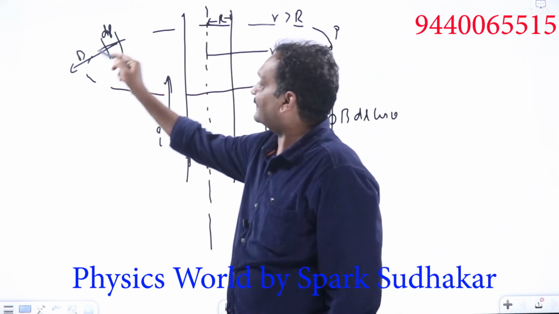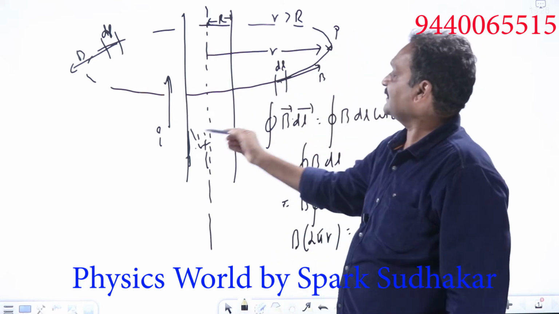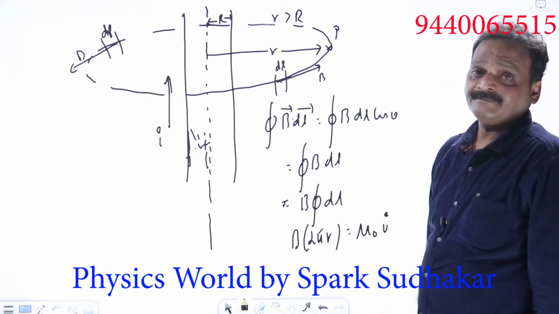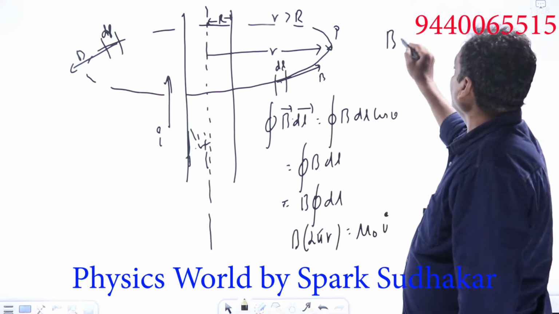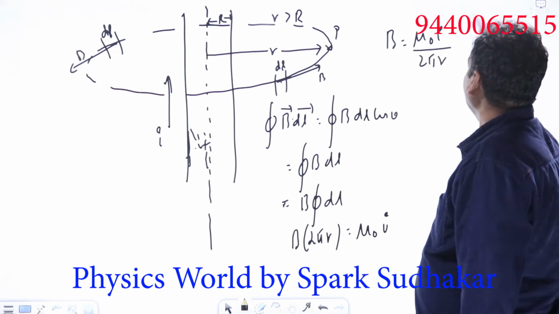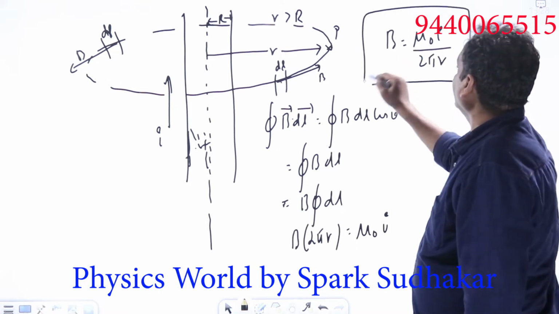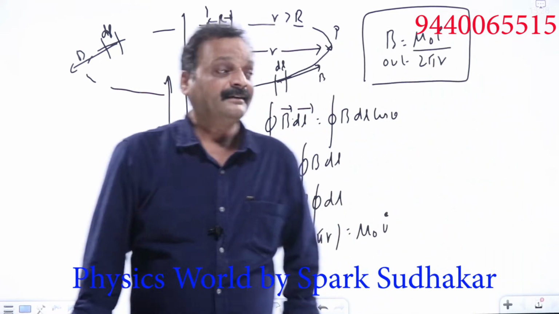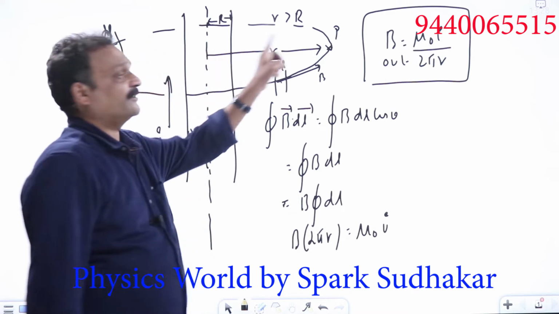What is the net current enclosed by this path? Net current I is nothing but the current in the wire, I only. So it is simply mu naught I. Therefore B at an outside point, B equal to mu naught I by 2 pi small r only, where r is the distance of that point from the axis of the wire.